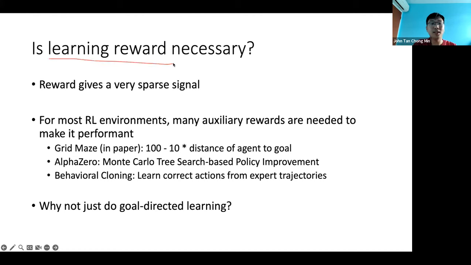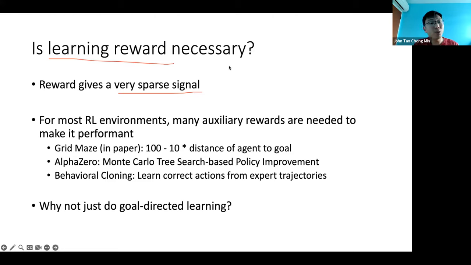Is learning reward necessary? All along, we've been thinking that reinforcement learning is to learn rewards. But rewards give you a very, very sparse signal. Because if, let's say, I did something right, you praise me. If I did something wrong, you scold me. But you don't tell me why. For example, if I want to touch my phone, every time I touch my phone, I get a reward of 1. Every time I don't touch the phone, I get a reward of 0. But you don't tell me that only when I touch my phone, I get a reward of 1.